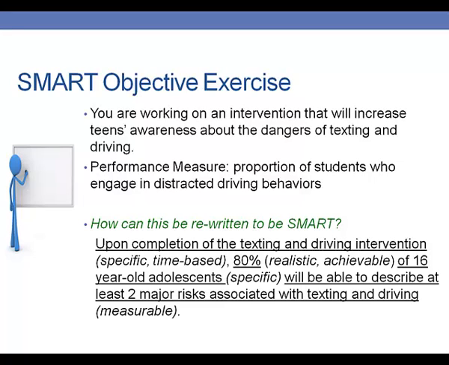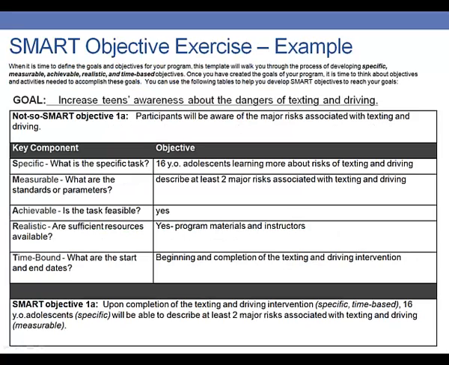Upon completion of the texting and driving intervention, 80% of 16-year-old adolescents will be able to describe at least 2 major risks associated with texting and driving. By breaking our objective down in this way, we can make sure that it's specific, time-based, realistic, achievable, and measurable. So we're much more likely to achieve this objective. Here is a worksheet that's available to you in your resources book which can help you with this.